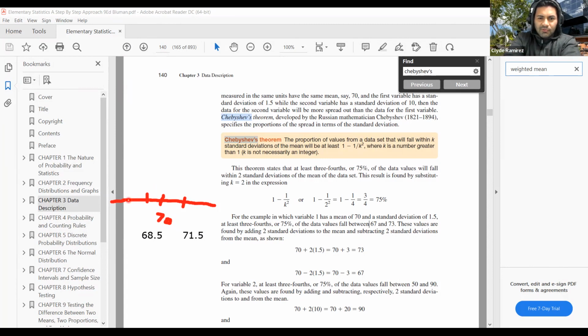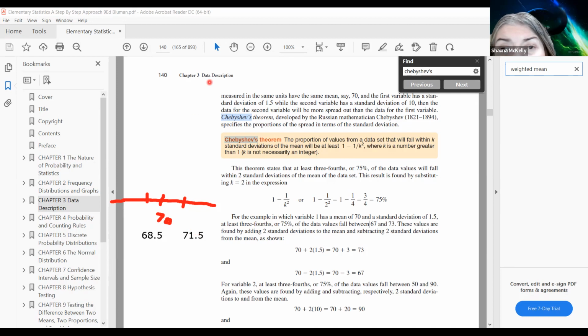But if K was 1, like you said before, then it would be 1 minus 1 over 1. So the formula doesn't work for 1, because that's what it says here, where K is a number greater than 1. For obvious reasons, because 0 doesn't help us, does it? But if you're going to draw it this way, you have to increment it first. Now, they asked us for 2, didn't they? Yeah. See?